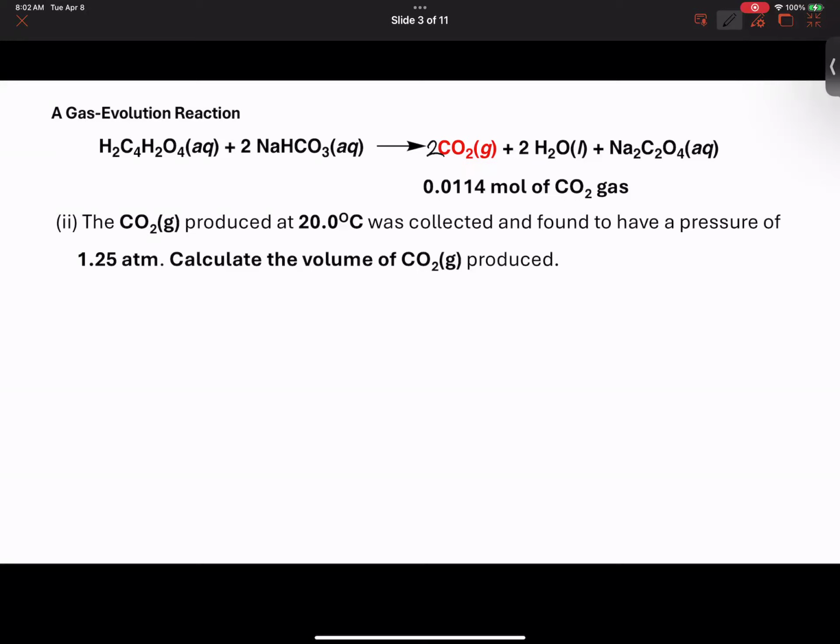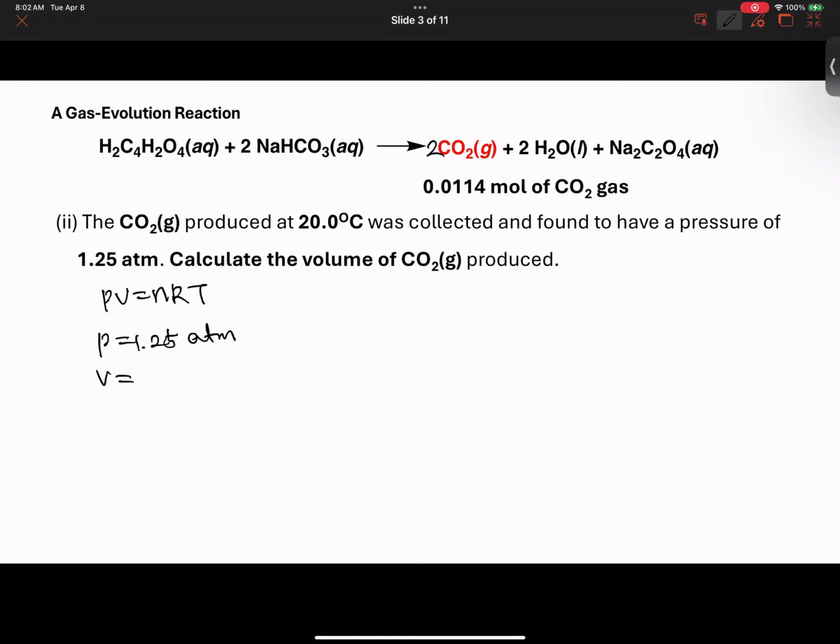So in this case, we need to use the ideal gas law, PV equals nRT. Here, P is given as 1.25 atm. Remember, pressure must be in atm in order to use this ideal gas law with the gas constant R value of 0.08206 liter atm per mole K. Pressure must be in atm units.